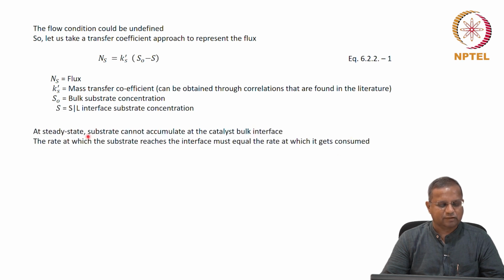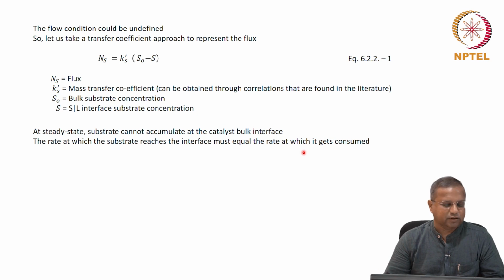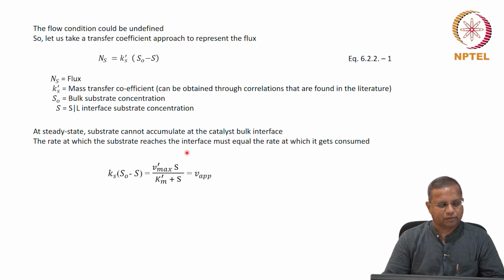So, at steady state substrate cannot accumulate at the catalyst bulk interface. Therefore, the rate at which substrate reaches the interface must equal the rate at which it gets consumed. Okay. That is essential for steady state, otherwise it is not going to be a steady state. So, if we are doing a steady state analysis, if we are forcing a steady state analysis, which is relevant for most of the time by the way, then this condition must be satisfied.